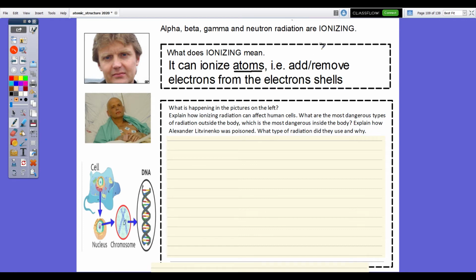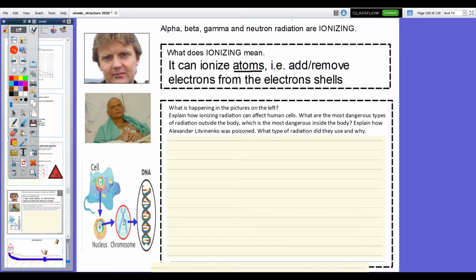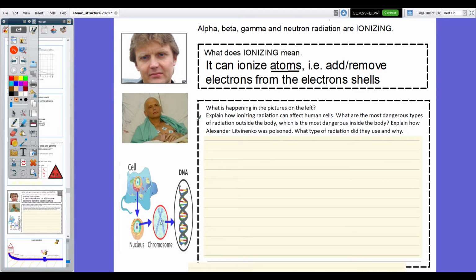So when we talk about ionizing, we talk about ionizing atoms. And what do I mean by that? Literally, I mean adding or removing electrons from the shells. So if you get that down in here.